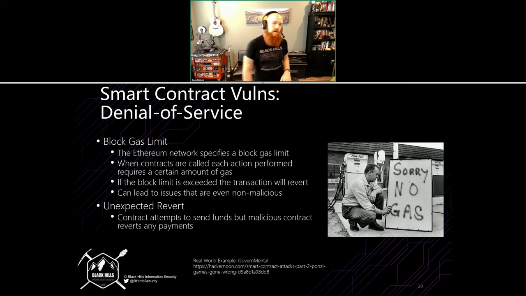Denial of service. In Ethereum, one of the ways they help prevent massive transaction issues is by having a gas limit. The gas limit is there basically to prevent contracts from running endlessly, and each block has a certain limit of gas that can be performed. If you have a contract that you could basically loop endlessly, filling up that gas limit, it would lead to a denial of service issue, which honestly can come from non-malicious issues too, like just bad coding. If you had a piece of code that looped endlessly, you might hit that gas limit, which will cause that transaction to revert.